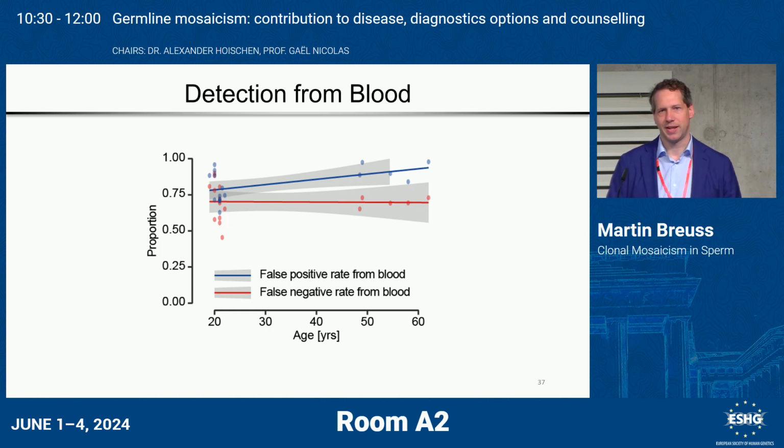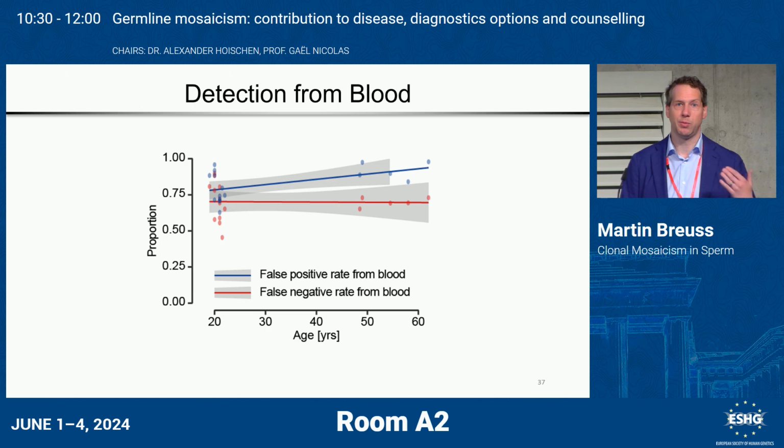The first one is, why don't we just do this in blood? Blood is available, blood is easy to access, why don't we just do it in blood? So here we did a thought experiment. What if we looked at blood instead of sperm for these 17 individuals? You can see the false positive rate from blood, where we would have mosaic mutations that do not exist in sperm, and you can see the false negative rate from blood, mosaic mutations that do exist in sperm but were not detected in blood. The proportion of both is around 0.75, and I think no clinical test that we offer, if we had a better alternative, would pass the sniff test for being done.